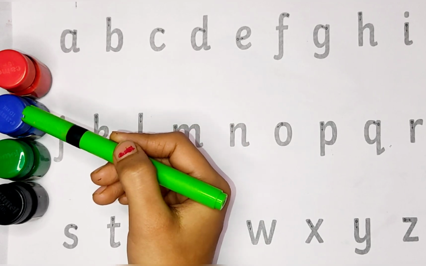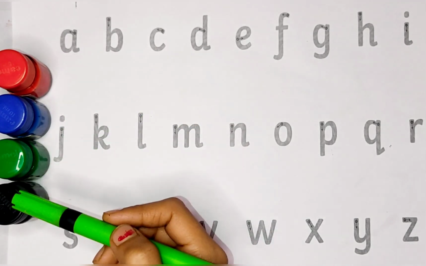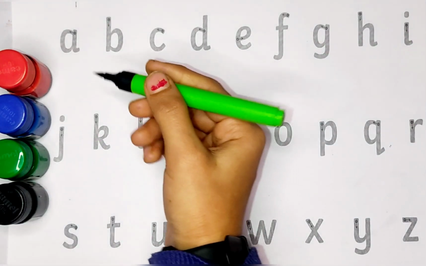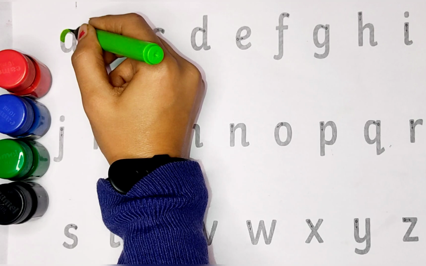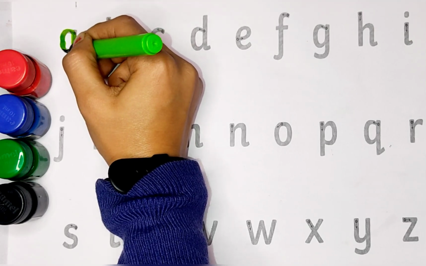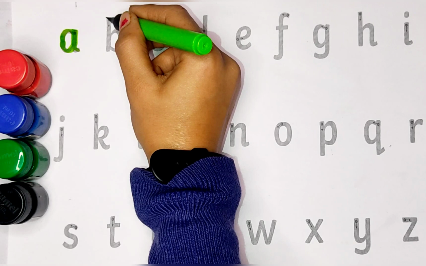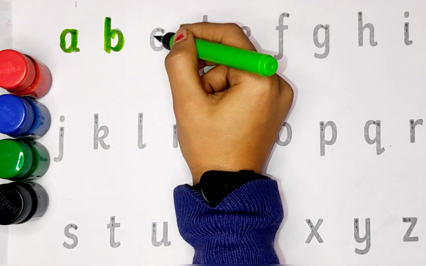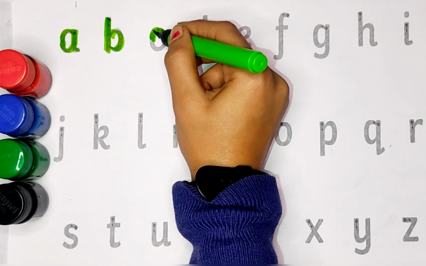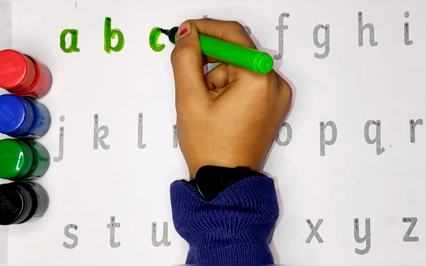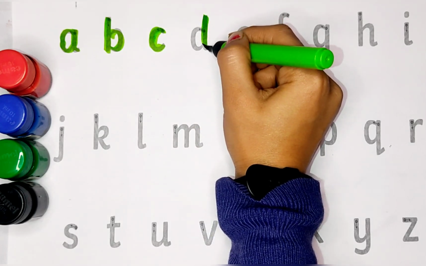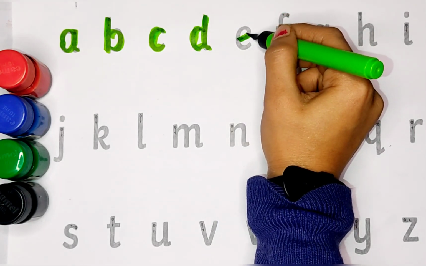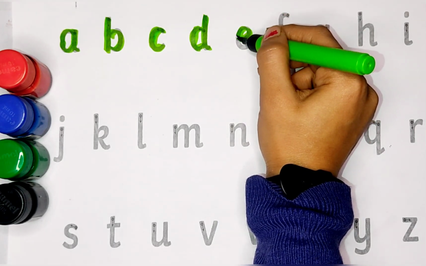Red color, blue color, green color, black color, green color. A, A for apple. B, B for ball. C, C for cat. D, D for doctor. E, E for elephant.